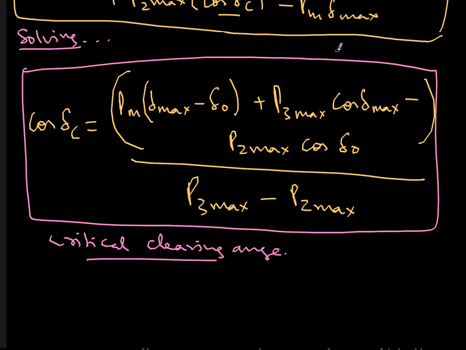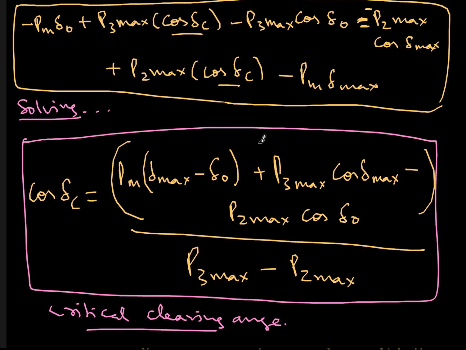If I just quickly refer to the previous video which I have done, this is the formula. This is the critical clearing angle. Here everything I know. PM, delta max, PM is 0.8. Delta max we just calculated. P3 max, P2 max, all these things we know. So just by substituting all this, I'll be able to find the solution.